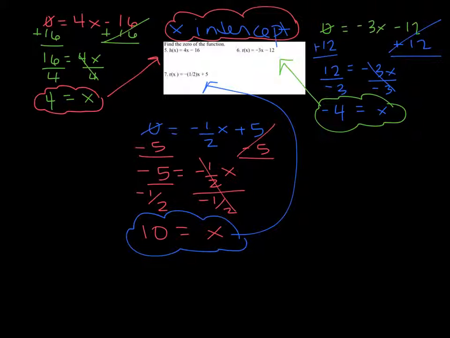So I solved those equations and I found out that the answer for number 5, the zero of the function, occurred where x is equal to 4. For number 6, I found out that the zero of the function occurred where x was equal to negative 4. And on the last one, number 7, I found out that the zero of the function occurred when x was equal to 10.